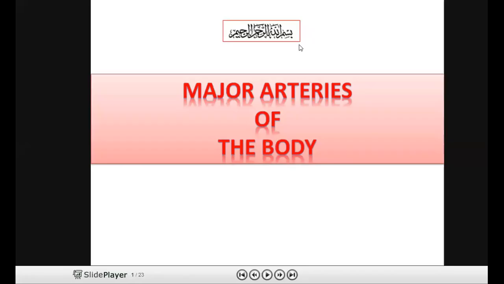So in our last lesson, we looked at the blood supply to the brain, and we looked at the arterial circle of Willis. Today, we will look at the arterial supply to different parts of the body, with emphasis on the thoracic region, abdominal region, upper limbs, and lower limbs.